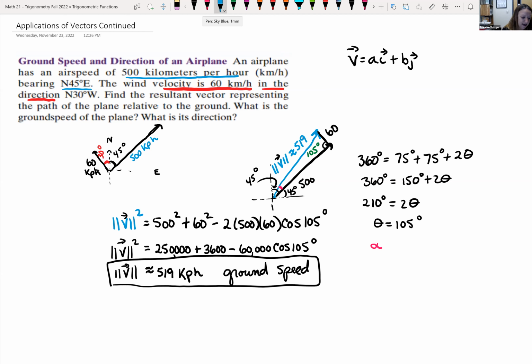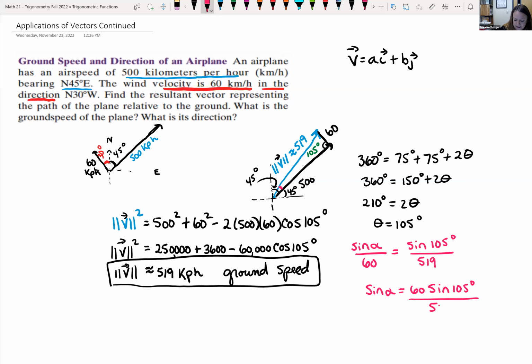So since I want to find an angle, let's put the sine of alpha in the numerator, all over the side across from that angle we're trying to find, which is 60. This is equal to sine of 105 degrees all over the side across from 105 degrees, which we just found was 519. If we multiply both sides by 60, we get sine alpha is equal to 60 times sine of 105 degrees all over 519.